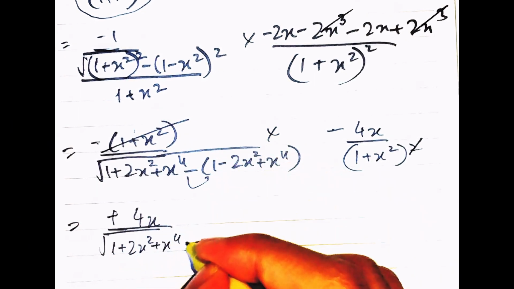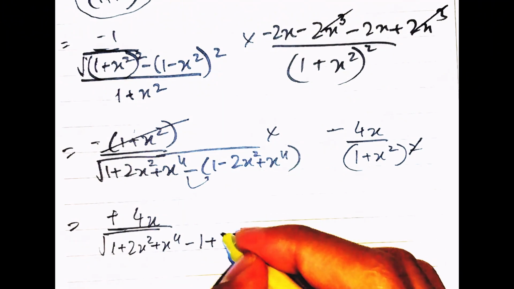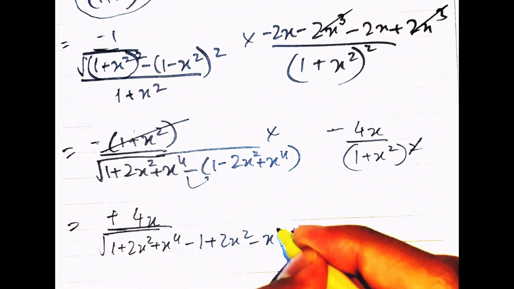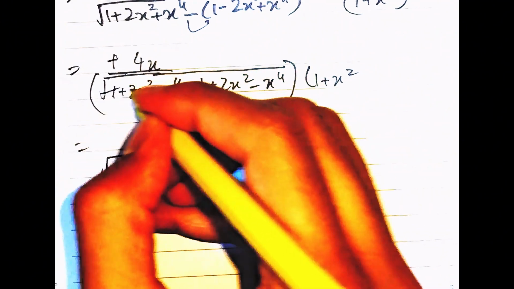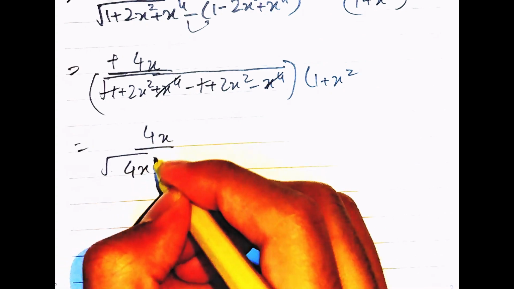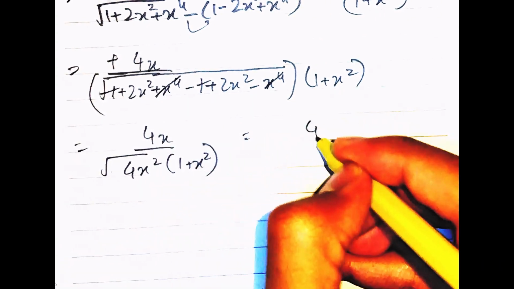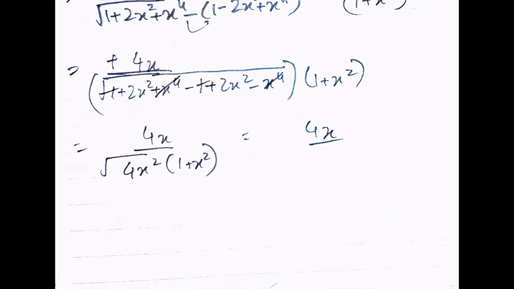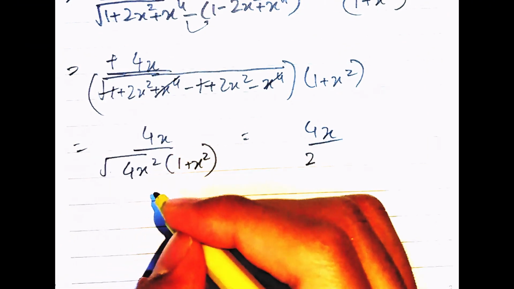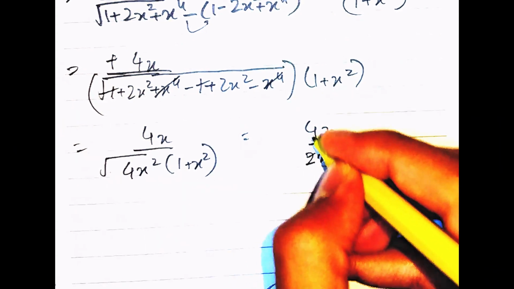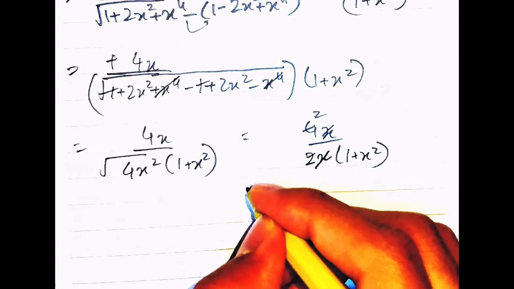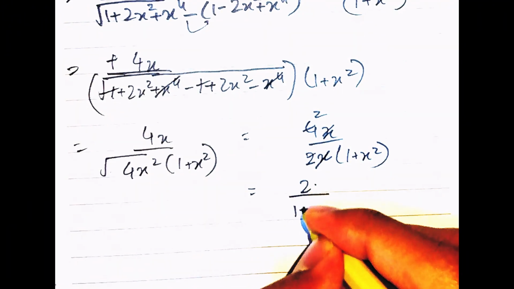Let's just multiply this negative sign. So negative 1, plus negative is positive, plus 2x squared. Negative positive is negative x to the 4. So this is the square root. And this term would be as it is. Then we have 4x divided by the square root of, now 1 will be cancelled and x to the 4 will be cancelled by negative x to the 4. So we are left with 4x squared multiplied by (1 plus x squared). So we have 4x divided by, now the 2 is the square root of 4. So we can write it 2. The x is the square root of x squared. So we can write x right over here. Then 1 plus x squared. Now this 2 will be cancelled by this 4 right over here, and this x will be cancelled. So we are left with 2 divided by 1 plus x squared.